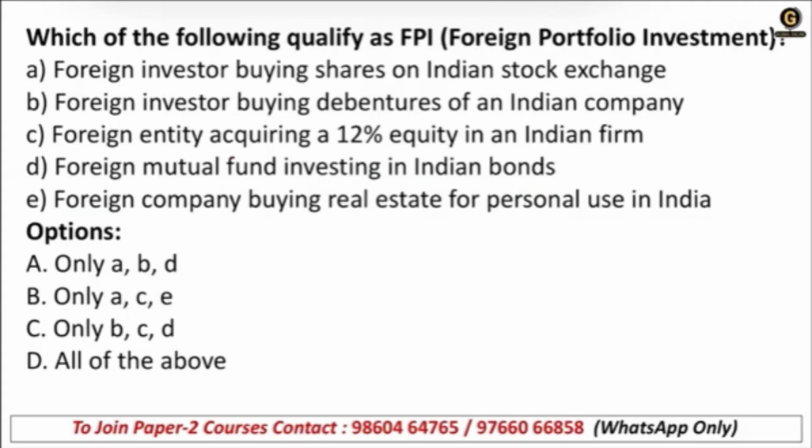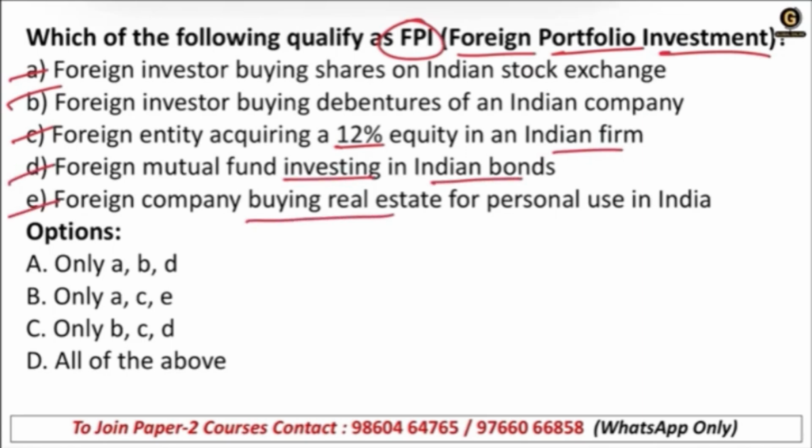Which of the following qualify as FPI? Now FPI. The same question was asked first about FDI. Now it is asking about FPI. Foreign investor buying shares on Indian stock exchange. Foreign investor buying debentures of an Indian company. Foreign entity acquiring 12% equity in an Indian firm. Foreign mutual fund investing in Indian bonds. Foreign company buying real estate for personal use in India.